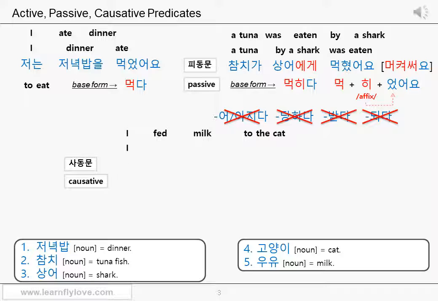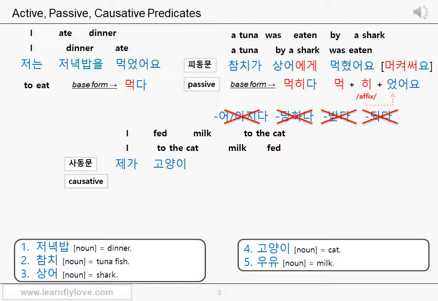Okay, let's rearrange the words. I, to the cat, milk, fed. To the cat is the indirect object, and milk is the direct object. So you understand how the words have to be arranged in Korean, right? I, 제가. Let's use the subject particle 가. No reason. Just imagine the situation that someone asks you who fed milk to the cat, and you answer, I am the one. That's why.